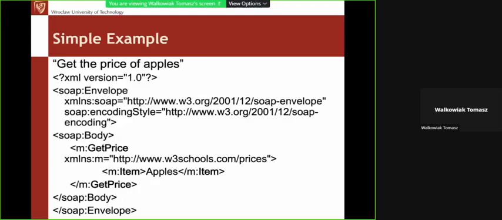Okay, so a slightly more sophisticated example. That's still simple. We have an envelope, and we have a body with the method get price of apples. So this is a more business-oriented example now, because it could be seen as a functionality. I am a service which provides the prices of some food.